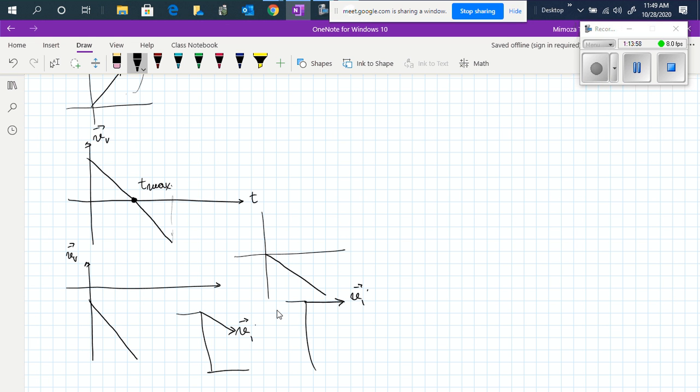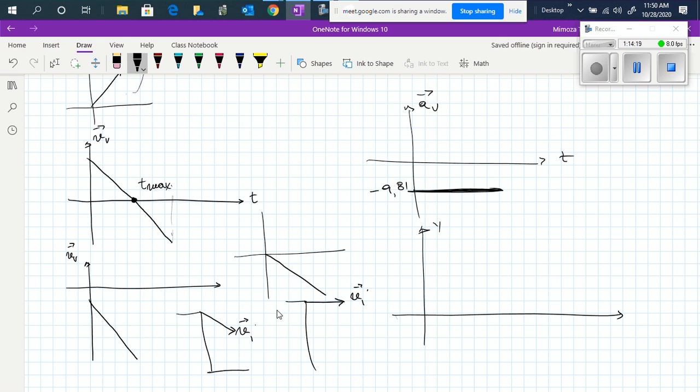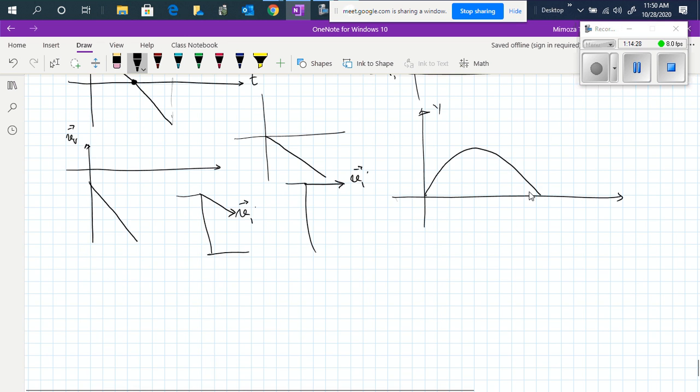The acceleration at any point on projectile is negative 9.81 meters per second squared, while the displacement in the y is the projectile trajectory. And this is it. If you want to see more details on how to solve projectile motion, then you can refer to the videos on projectile motion.